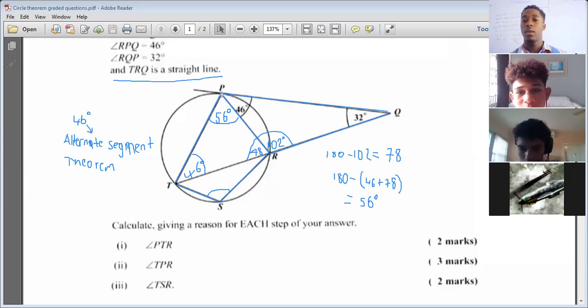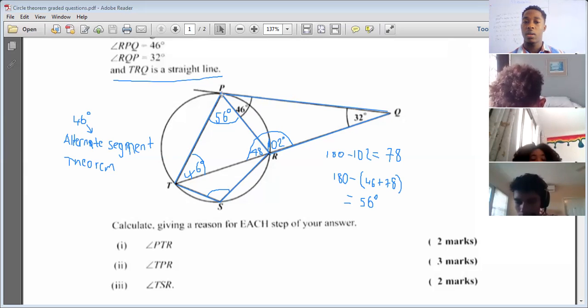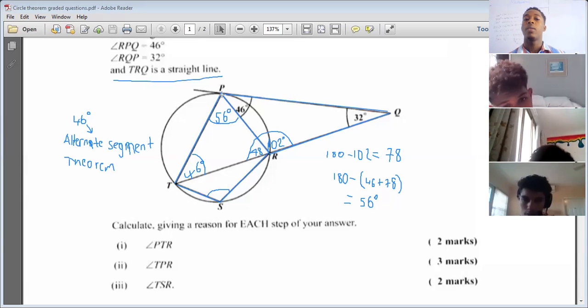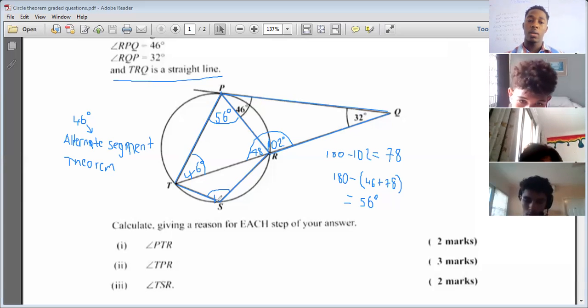Because you have 56, I think there's a rule that states the opposite angles have to add up to 180. You think there's a rule? No, there is a rule. What's the name of the rule? Angles in a cyclic quadrilateral. Opposite angles in a cyclic quadrilateral add up to 180. So then you would subtract the 56 from 180, and you'll get a value of 124. Yes, sir.